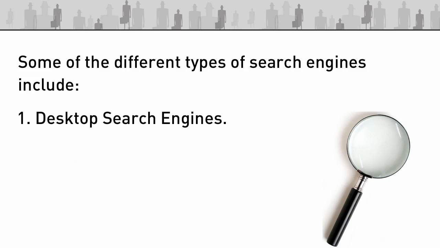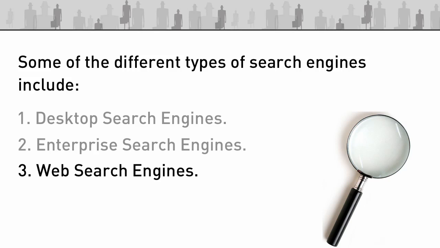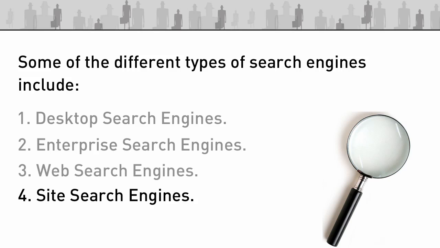Now, there are several different search engine types that are around, the first of which we call the desktop search engine. There's also enterprise search engines, and web search engines, and site search engines.